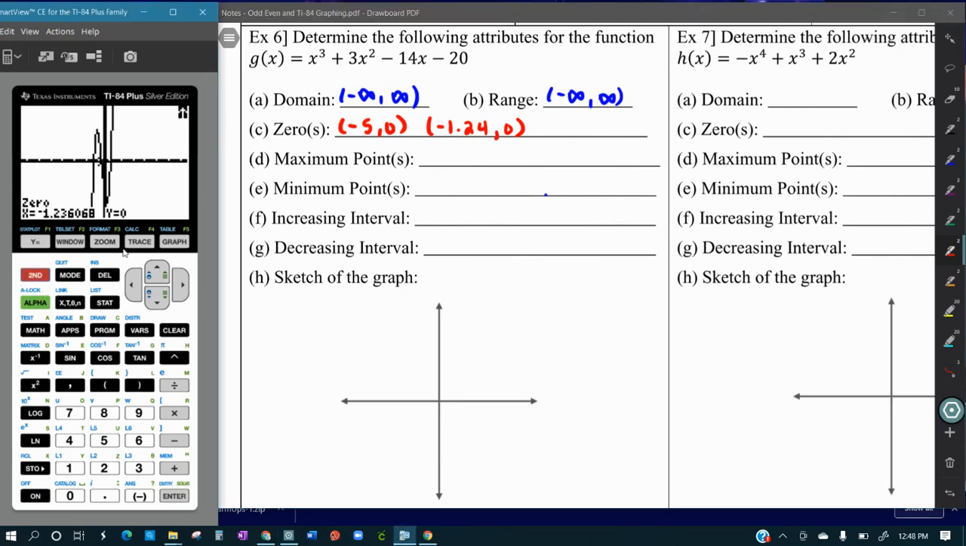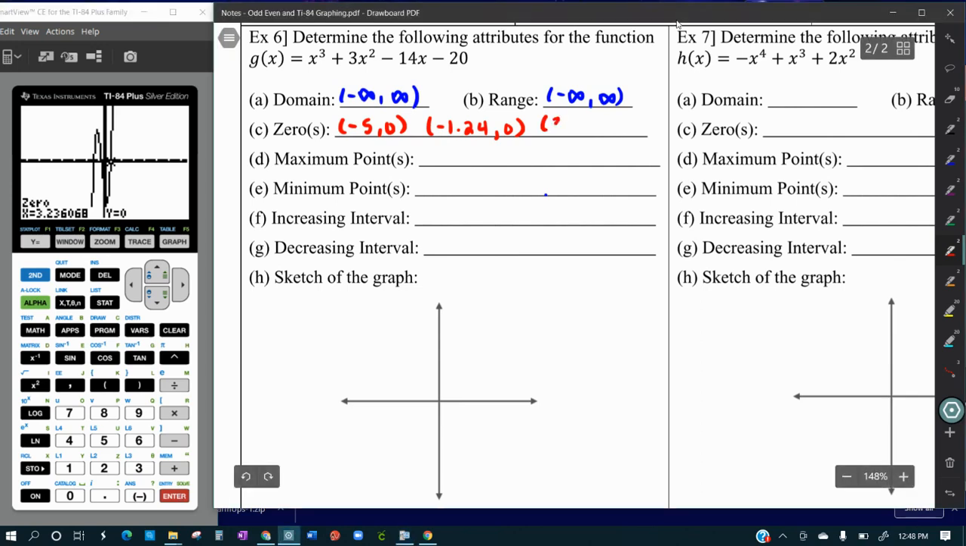And then we do it again for the third one. So second, trace, 0, enter. And again, left bound. I'm going to go right about, that's too far. Here's the left, because remember, this is the 0, so the left of that would be underneath. So enter. Right bound is up above, enter, and guess. So this is also a decimal. 3.24, 0. Round to 2 decimal places. So you have found all the zeros of your function.